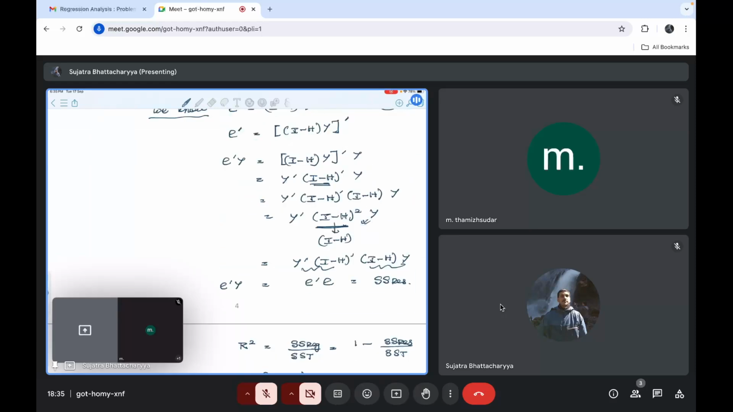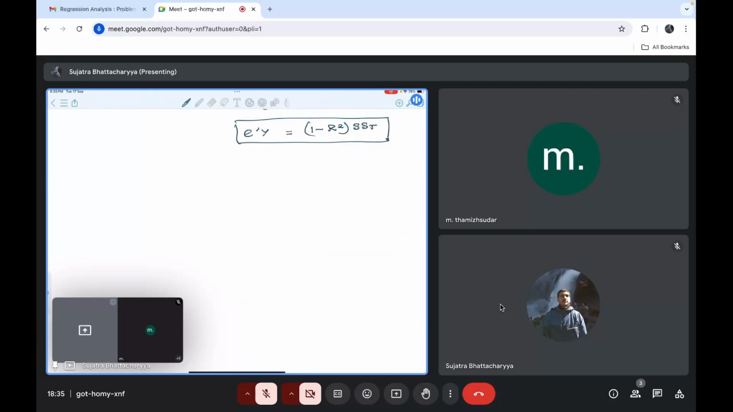In fact, if you don't have this e dash also, you will get the same. This is one of the questions I wanted to show. Another is very easy and not related to this. Suppose we fit y is equal to beta naught plus epsilon, so no regressors. They have asked what is the coefficient of multiple determination, R square?